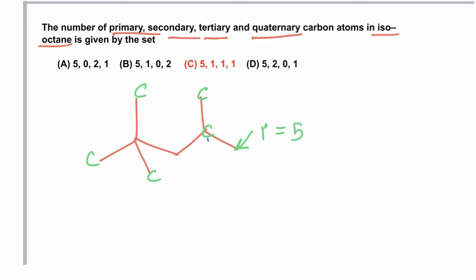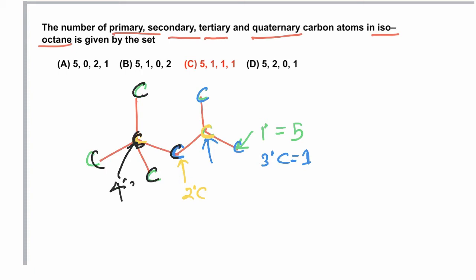Now this carbon atom is connected with 3 other carbon atoms, so this is 3 degree carbon. So 3 degree carbon is equal to 1. Now this carbon atom is directly connected with 2 other carbon atoms, so this is 2 degree carbon. And this carbon atom is directly connected with 4 other carbon atoms, so this is 4 degree carbon. So 3 degree carbon 1, 2 degree carbon 1 and 4 degree carbon 1. So the correct answer is 5 and 1 1 1.